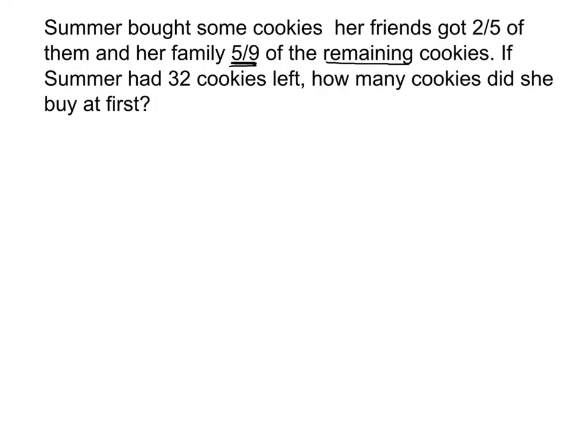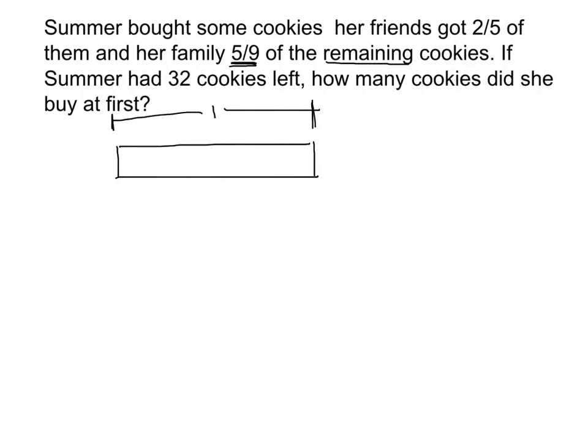Okay, let's draw Summer's one quantity or one amount of cookies. So that is Summer's one whole amount of cookies. We don't know how many cookies those are. In fact, that's really what we're trying to find out, is exactly how many cookies there are.